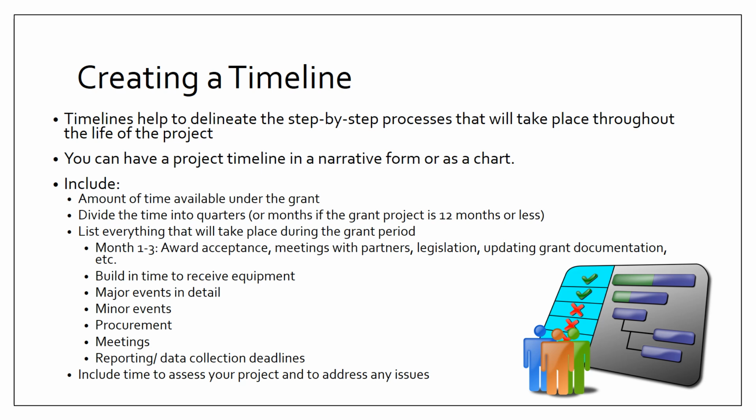After that, make sure you build in time to receive any equipment that will be purchased with the grant funds. You can't state that you use the equipment for your project if you haven't received it yet, so make sure to purchase it early on in your timeline. You should also include any major or minor events and any procurement that will need to be done. You should list any meetings that need to be held and show when they'll be scheduled and maybe who will attend, and include all reporting requirements for the funder. This will prove that you have an understanding of the obligations that you're under and have a plan in place to meet them.